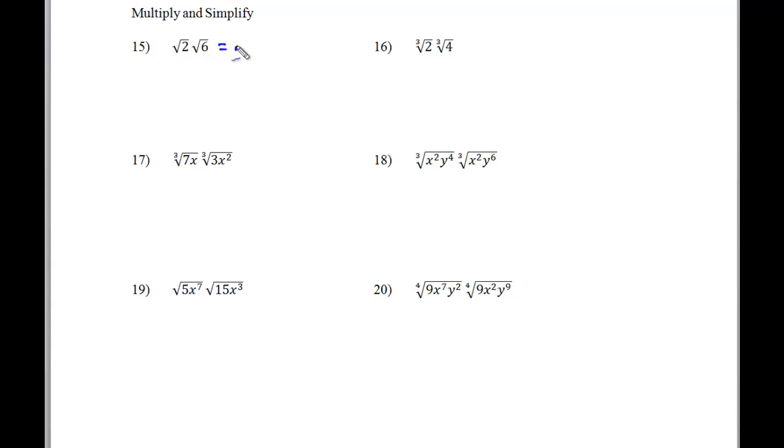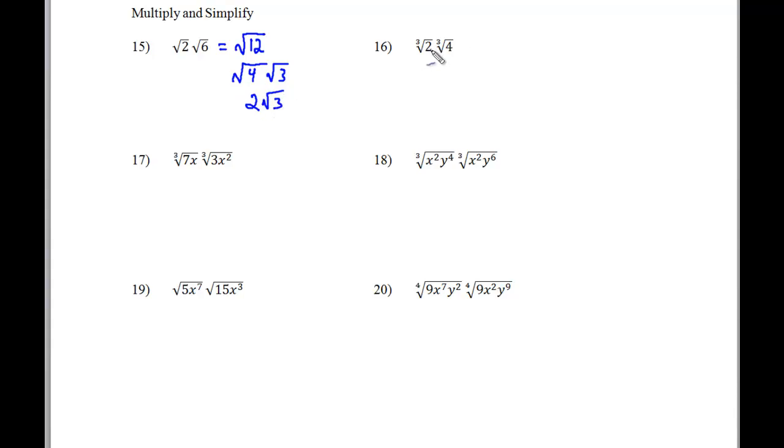But what's nice is when you put these together and multiply them to make the square root of 12, because 2 times 6 makes 12. Because they're both under the same radical power, you can actually simplify this, because it can be factored into the square root of 4 times the square root of 3. And the square root of 4 is rootable, so 2 square roots of 3.